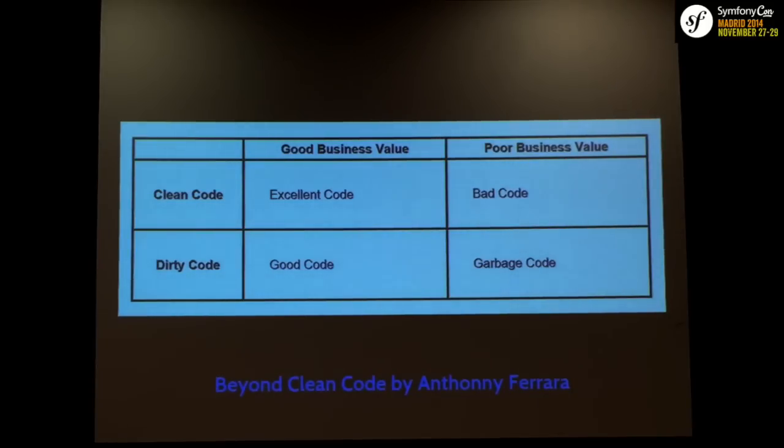He made this chart which puts clean code and dirty code on one axis, and good business value and poor business value on the other one. So it goes from clean code with excellent business value, to dirty code with good business value, which is good code because it actually does something. The one with poor business value, even if it's clean, is still bad code because it's useless. And the dirty one with no business value, that's really garbage. There's just no hope for that one.